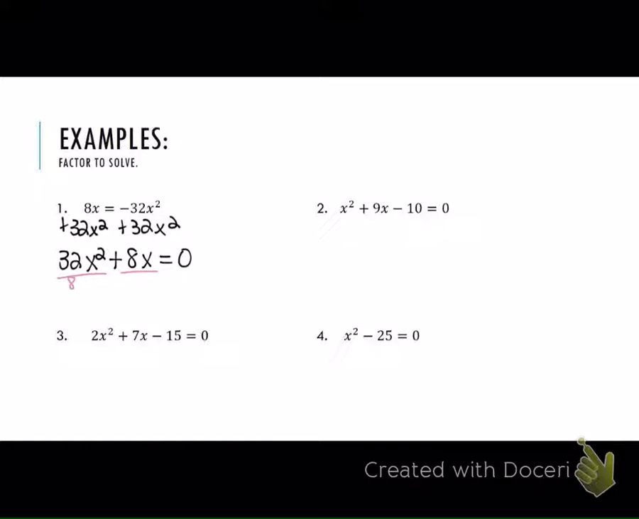8. And what variable? Don't forget your variable. Oh, x. So we can divide both by 8x. So we are left with 4x plus 1 equals 0. Is 4x plus 1 a difference of squares? What are my mini equations, Justin Powers? So we have x equals 0 and x equals negative 1/4.